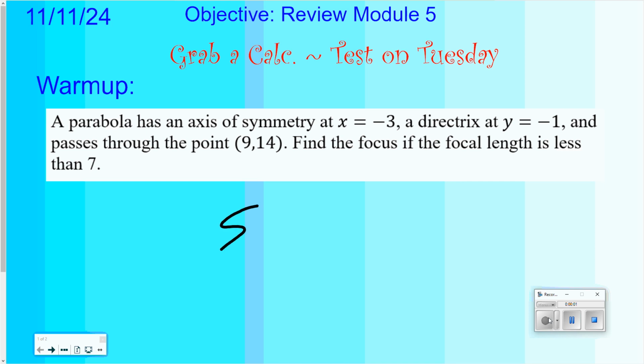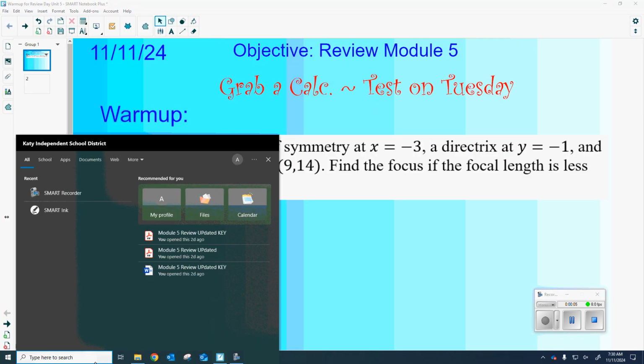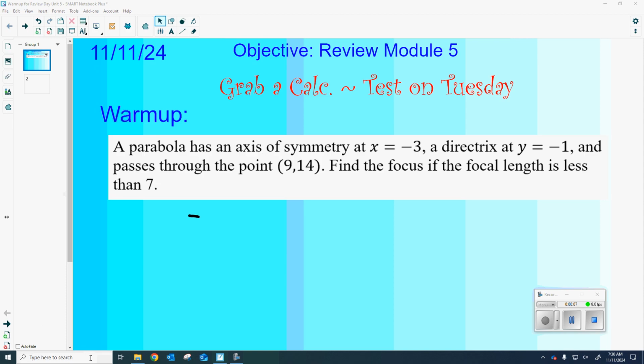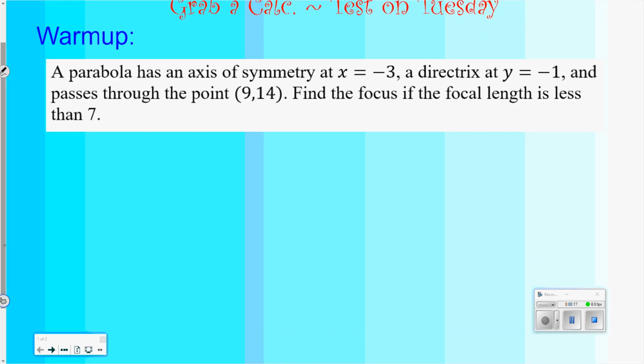Let's go over the warm-up. In this problem, I'm told that a parabola has an axis of symmetry at x equals -3, a directrix at y equals -1, and it passes through the point (9, 14). I want to find the focus if the focal length is less than 7.